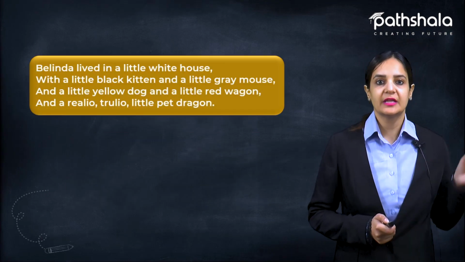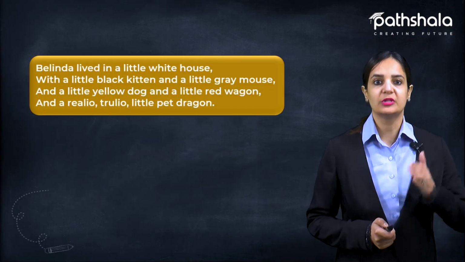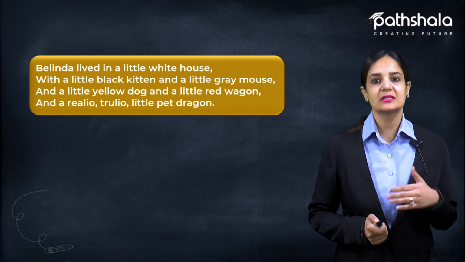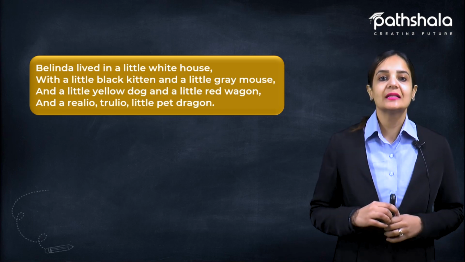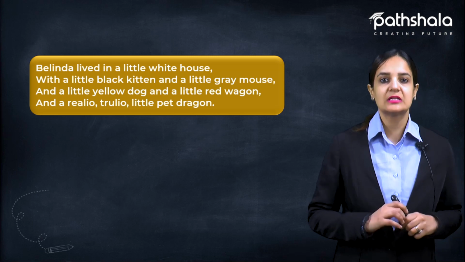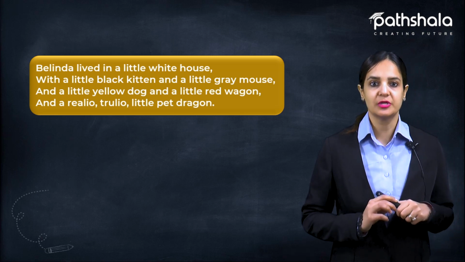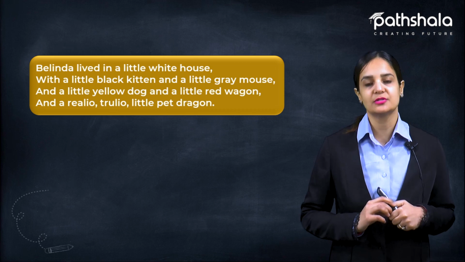Belinda lived in a little white house, with a little black kitten and a little grey mouse, and a little yellow dog, a little red wagon, and a realio, trulio, and a little pet dragon.